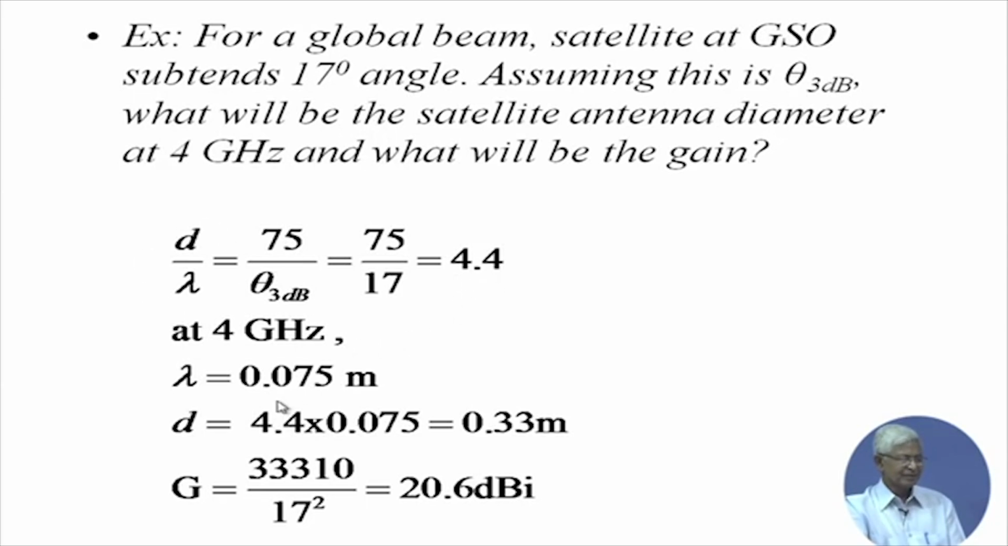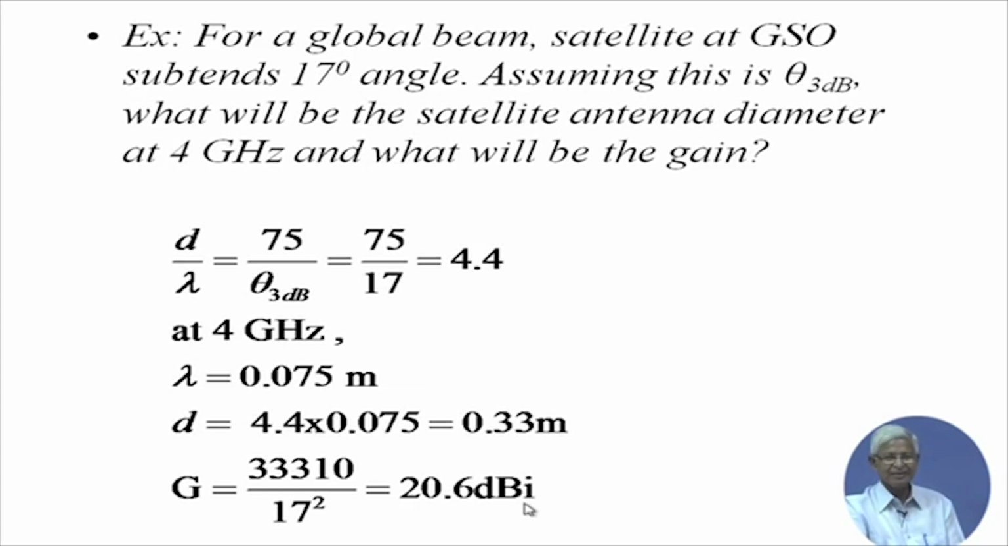So, at 4 gigahertz lambda is roughly, let us take 0.075 meter. So, d is 4.4 multiplied by 0.075 comes to 0.33 meter or 33 centimeter, A4 size paper, and corresponding gain, assuming that thumb rule 33,310 by 17 square, theta 3 dB square, in terms of dBi, when you calculate, it is 20.6 dB. I have put dBi, dB with respect to isotropic antenna.